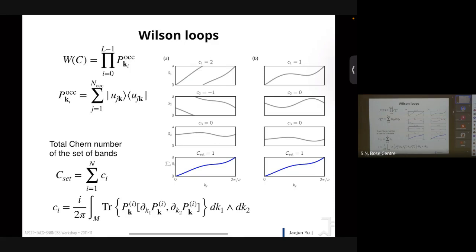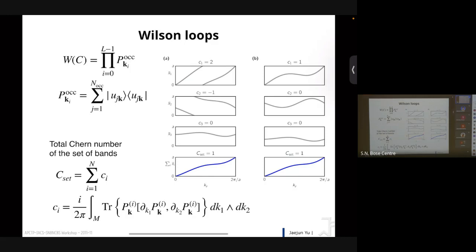So in such a case, after some transformation, you can identify that these are not just trivial bands, but everything is focused on the top band, which carries Chern number 1, the same as the total Chern number of all 3 bands that we have. But in practice, I will come to some examples of that.